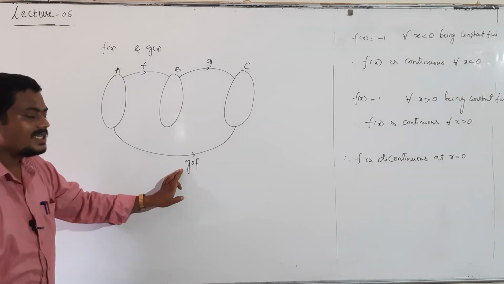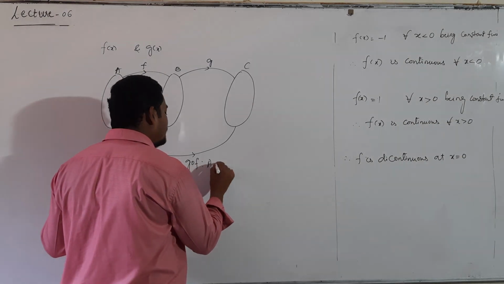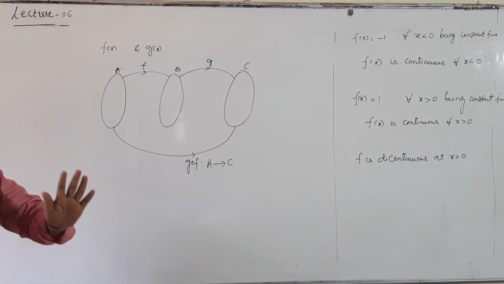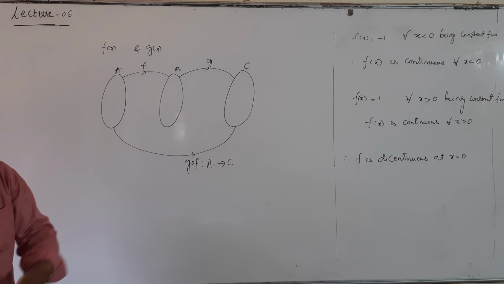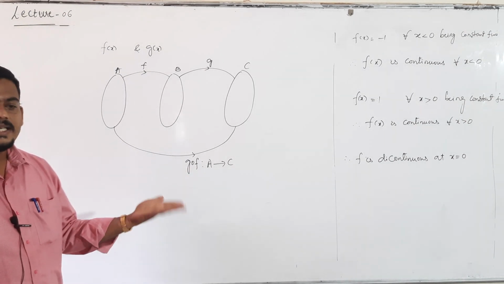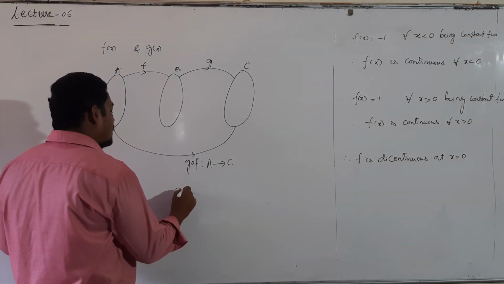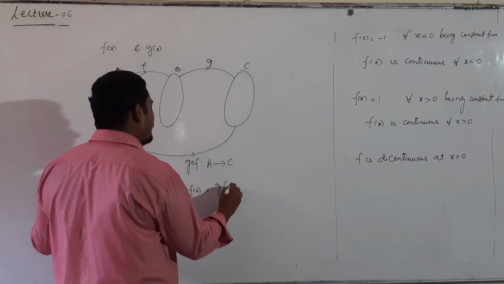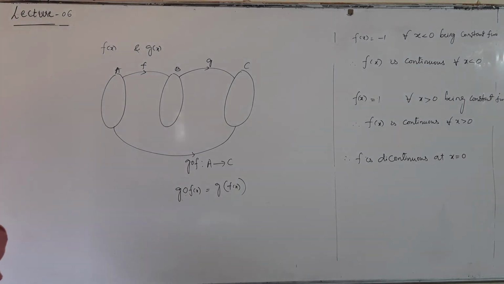Composition of f and g is denoted with g circle f. Composition of g and f is f circle g. Composition of functions is denoted with g circle f. Its definition is g circle f of x equal to g of f of x. A function inside one more function means composition.